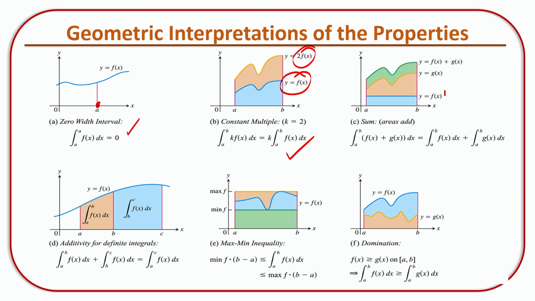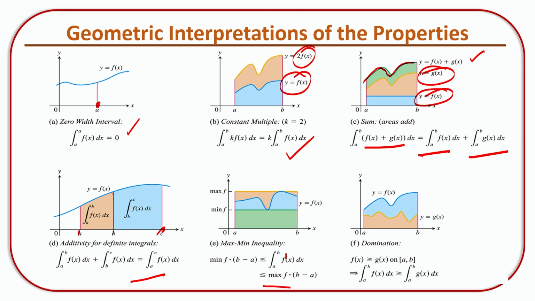Similarly, sum. If I have y equal to f(x) and y equal to g(x), and I want to evaluate the integral, as you can see here, these are the two curves, right? So if I want the sum, then the sum of the individual integrals is also going to be the same. Similarly, additivity for different intervals. Here a and c are the end points of the closed interval, and b lies somewhere between a and c. Then the integral from a to c of f(x) dx is equal to the integral from a to b plus the integral from b to c. So that is the same thing.